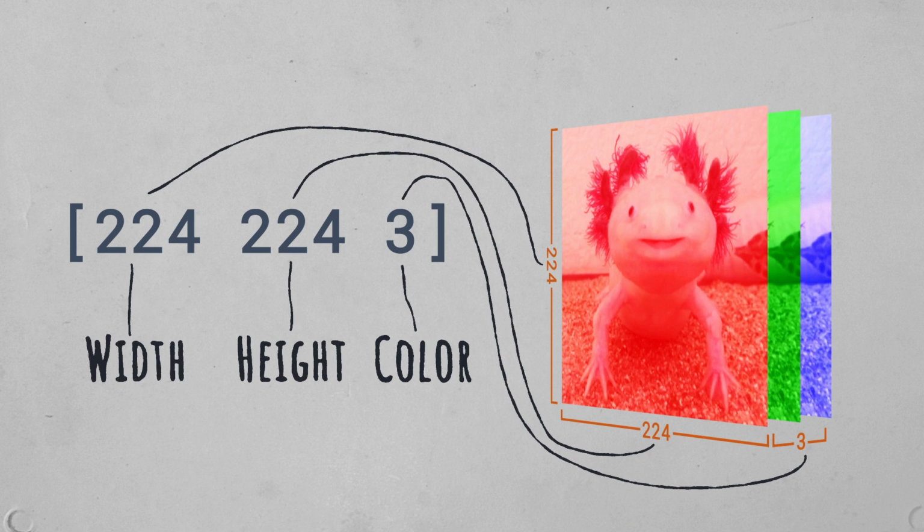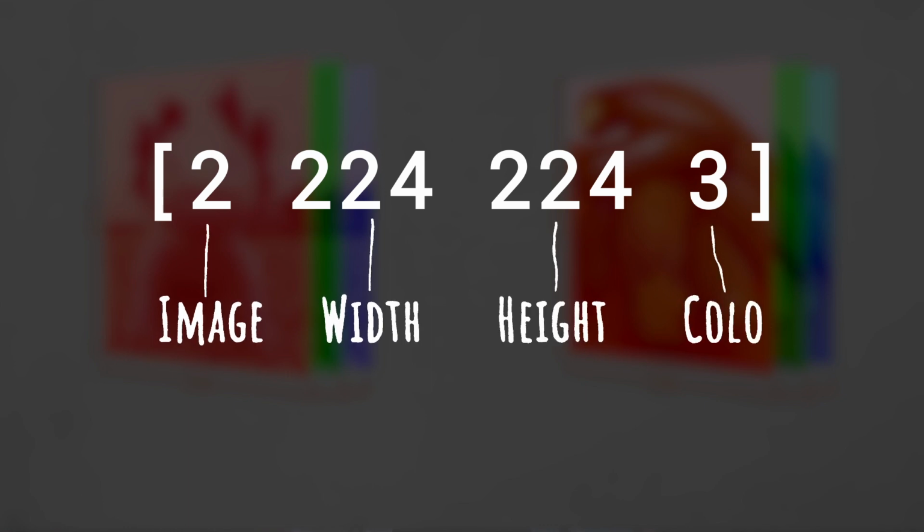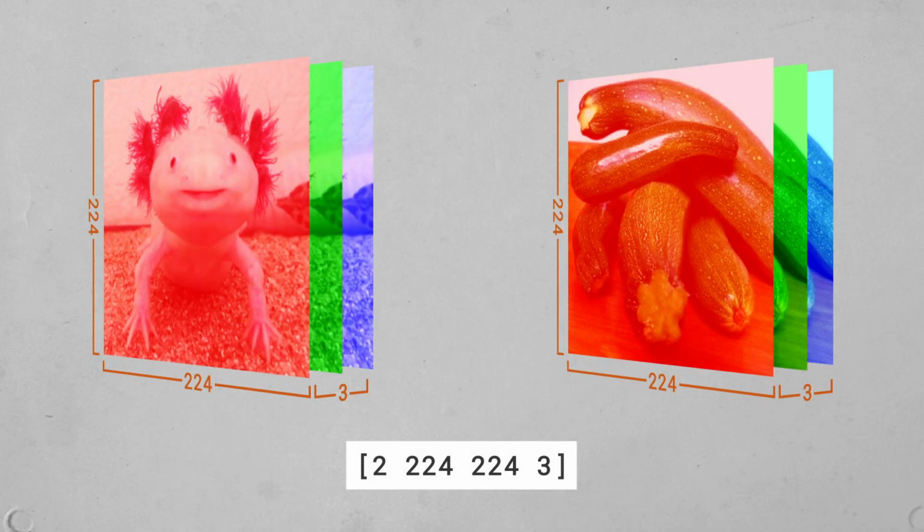However, I said MobileNet wants a tensor of images, not just a single image. That means we need to add another dimension with a size equal to the number of images we want to input. This gives us a 4-dimensional tensor, and probably a headache as we try to visualize it. MobileNet expects the images to be the first dimension of the tensor, so we need to add that number to the beginning of the tensor's shape. Let's do 2 images, an axolotl and a zucchini, giving us a final shape of 2 by 224 by 224 by 3.